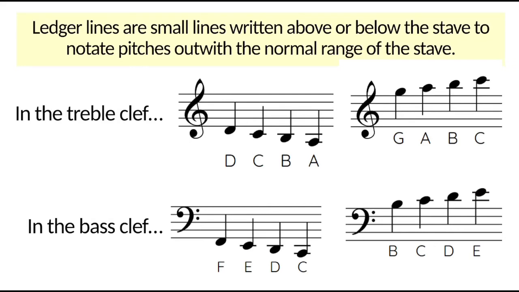So at Advanced Higher, they expect you to know up to 2 ledger lines in both treble clef and bass clef. So that's how they look. You just make sure you know all the lines and spaces, treble clef and bass clef, and up to 2 ledger line notes as well in each clef.